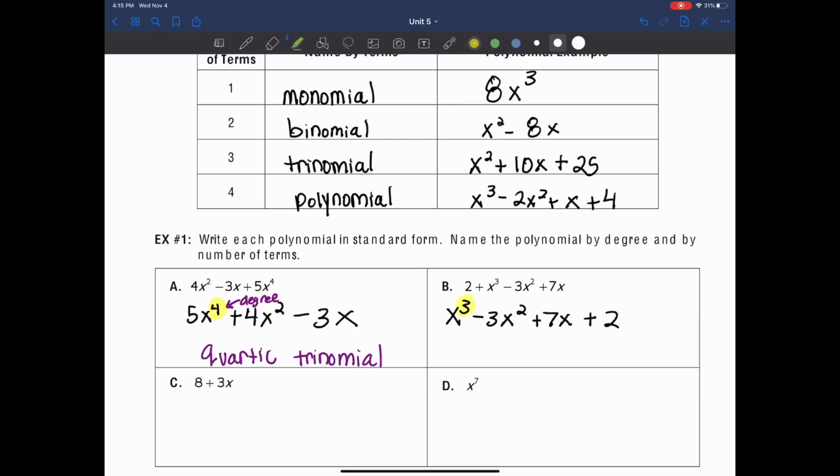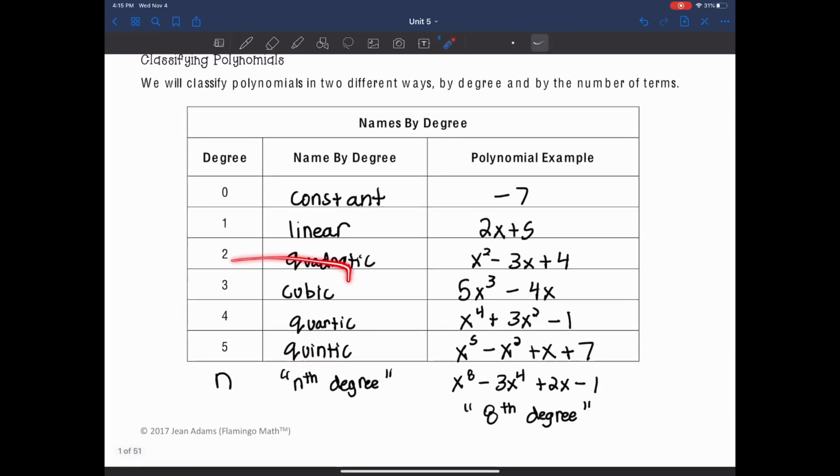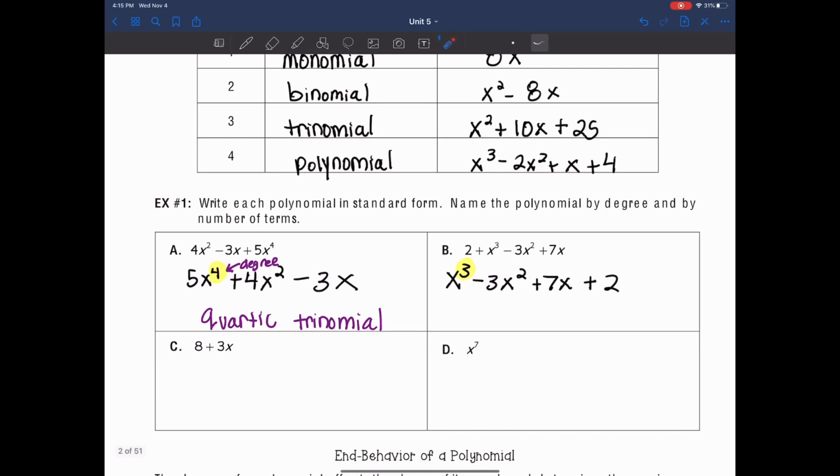And if my degree is 3, that is going to make this, let's look at that previous page. Oh, look at that, a cubic function. So if our degree is 3, this is going to be a cubic. And then also, this has 1, 2, 3, 4 terms. And like we said, anything that is greater than 3 terms is going to be referred to as a polynomial. So this is a cubic polynomial.